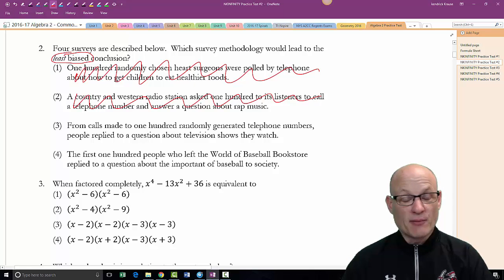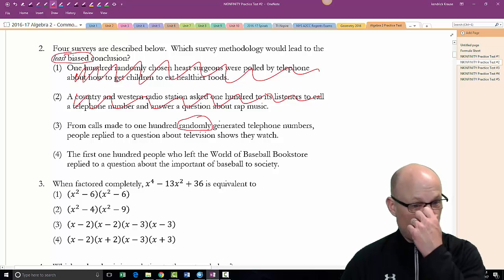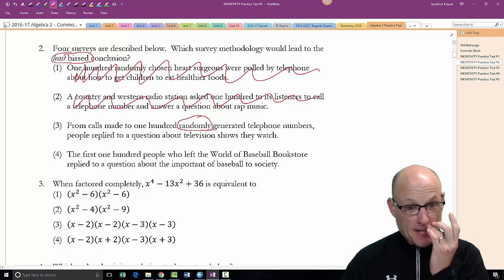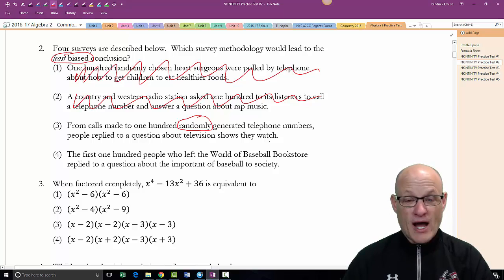That would be interesting, but that has a lot of bias. From calls made to 100 randomly generated telephone numbers, people replied to a question about television shows they watch. Okay, that one looks like it doesn't have a lot of bias.